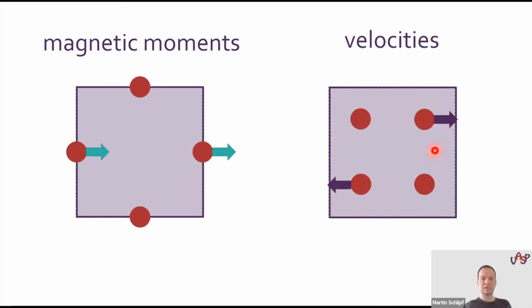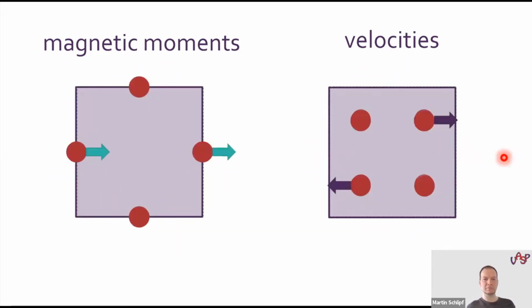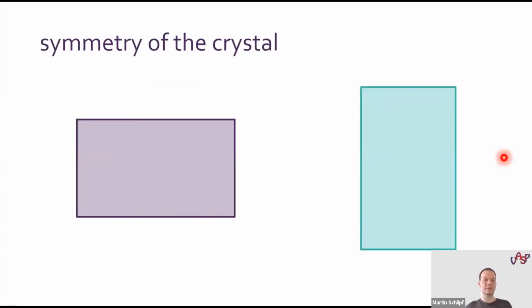So if you set up your system with initial velocities, those will also be considered for symmetrizing your system. Again, you can see that if you rotate it by 180 degrees, they all end up at the same position. So now, what do these symmetries actually imply for the choice of the K-point mesh?